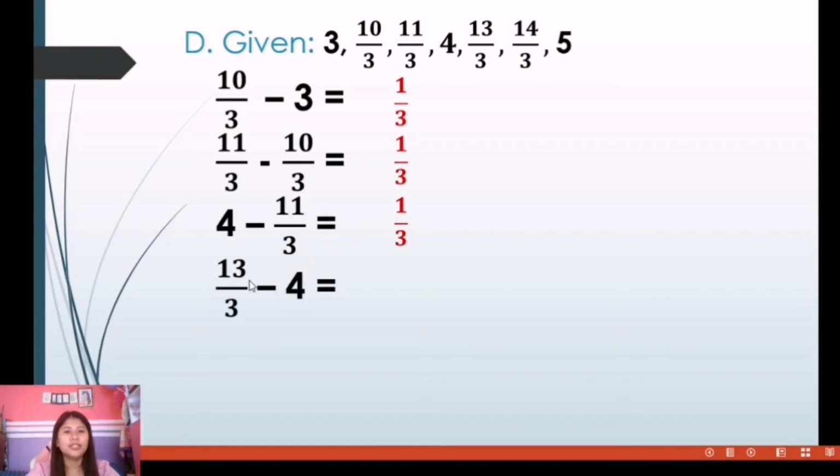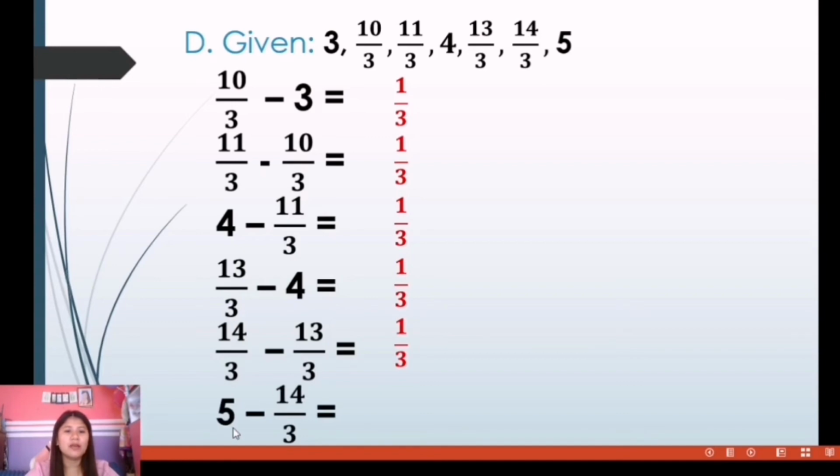Next is 13 over 3 minus 4. So, denominator 1, 13 minus 3 times 4, that is 12. So 13 minus 12, that is 1. And then denominator 3. So the answer in this problem is 1/3 also. Next, we have 14 over 3 minus 13 over 3. Same process. They have the common denominator 3. So just subtract both numerators. 14 minus 13, that is 1. And then copy the denominator. So the answer is 1/3 also.